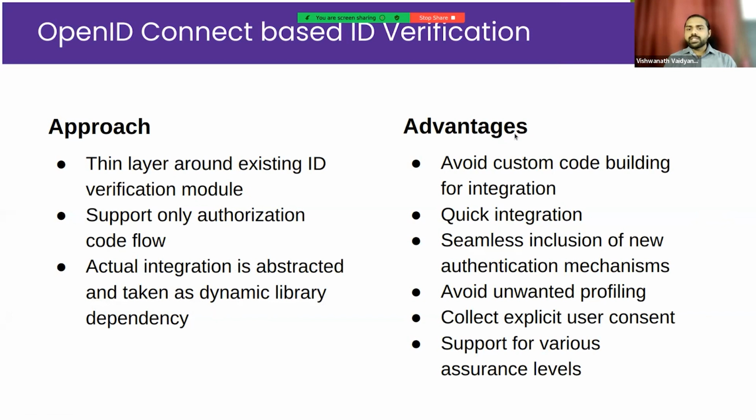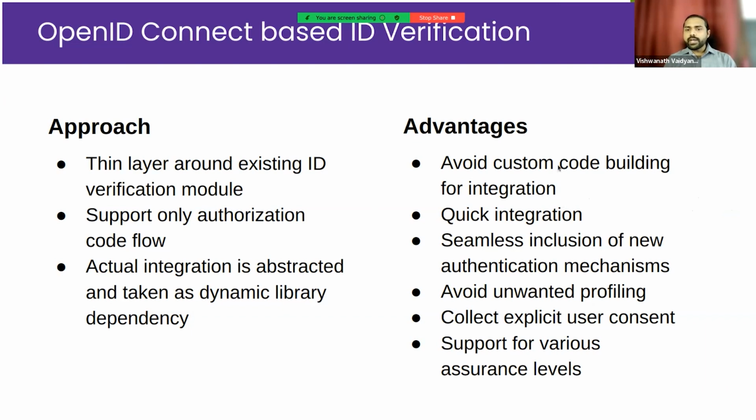So there are various advantages we saw when using an OpenID Connect based module. Basically, we avoid the custom code building for integration. I also told about the direct API based integration. There, a relying party who wants to authenticate the user has to integrate with our backend systems to provide the ID and demographic or biometric details. Also, they need to integrate with our biometric devices using another interface called Secure Biometric Interface, the SBI interface.